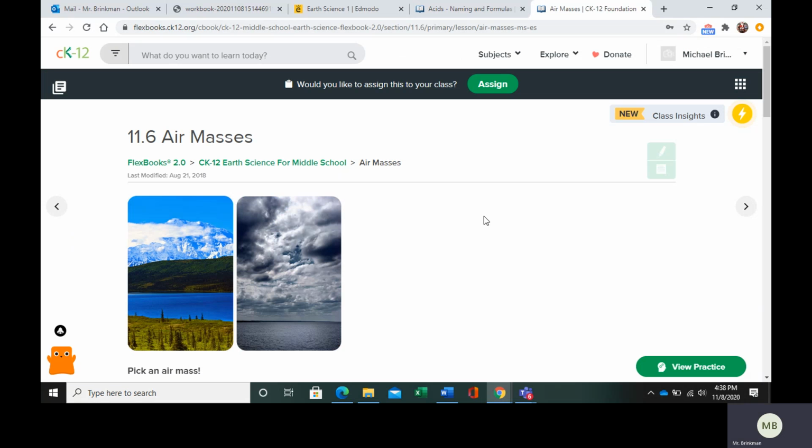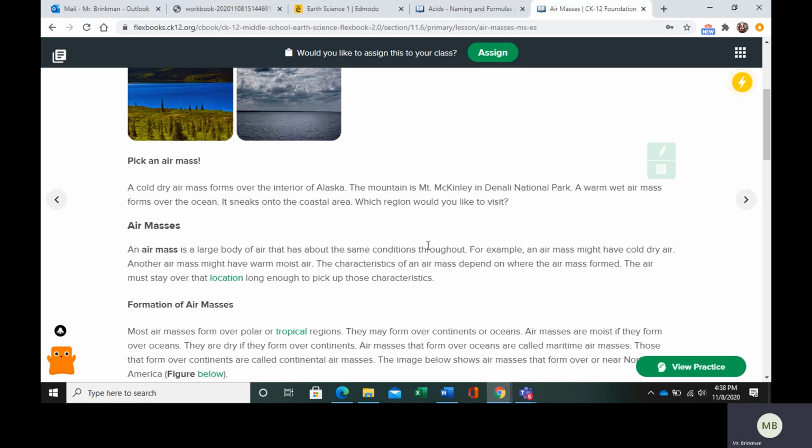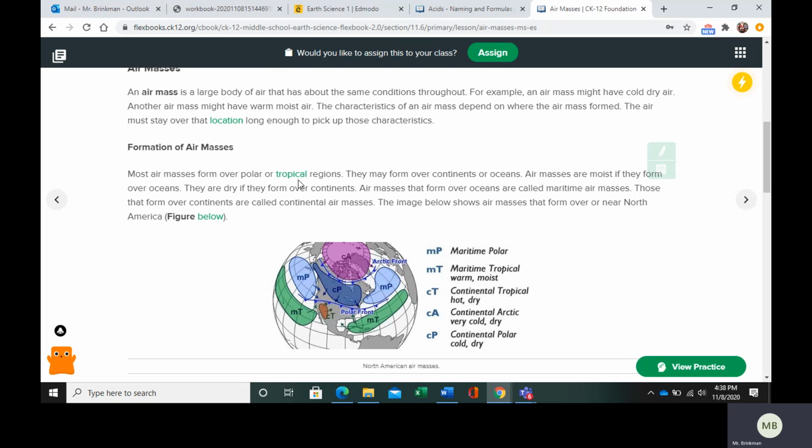So let's take a look at these air masses. An air mass is going to be a large body of air that has about the same conditions throughout. It's just this huge mass of air that has the same conditions all the way through. For example, an air mass might have cold, dry air, or it may have warm, moist air.